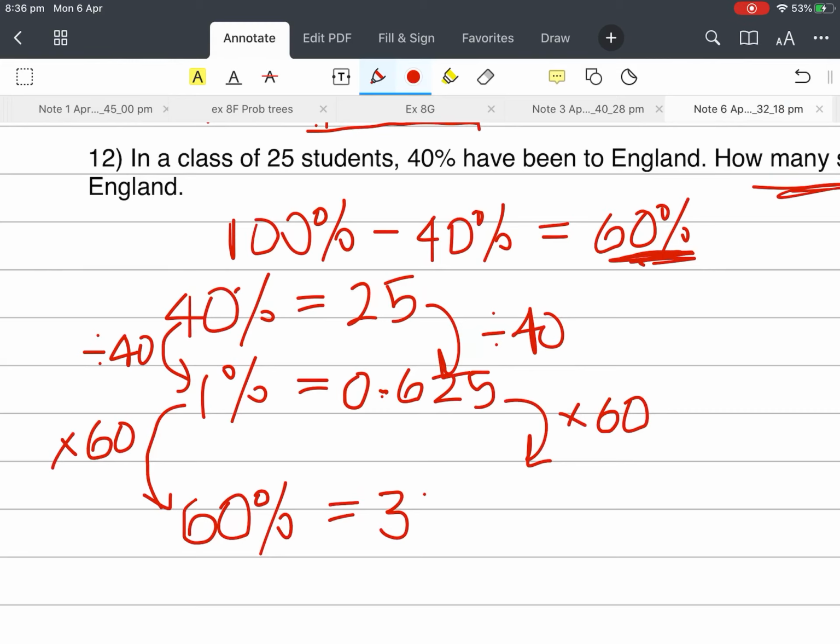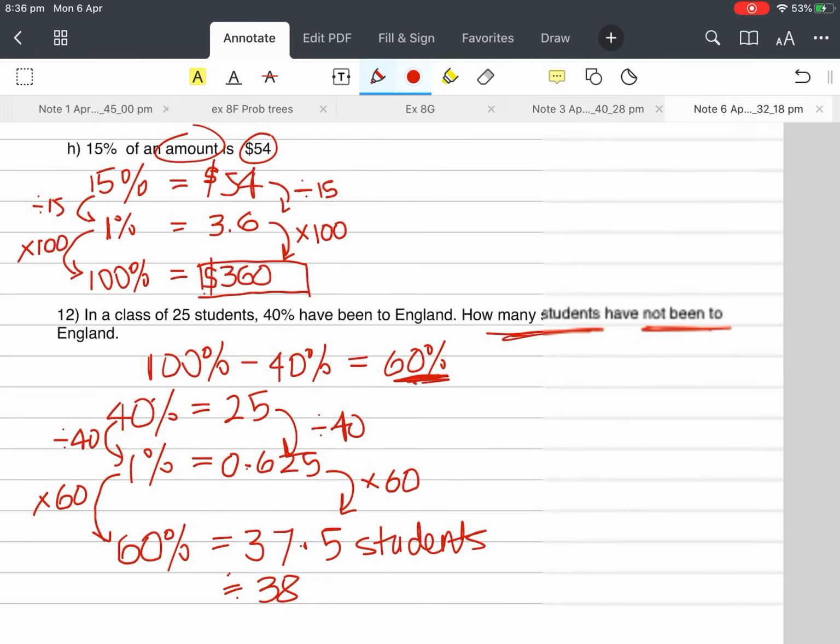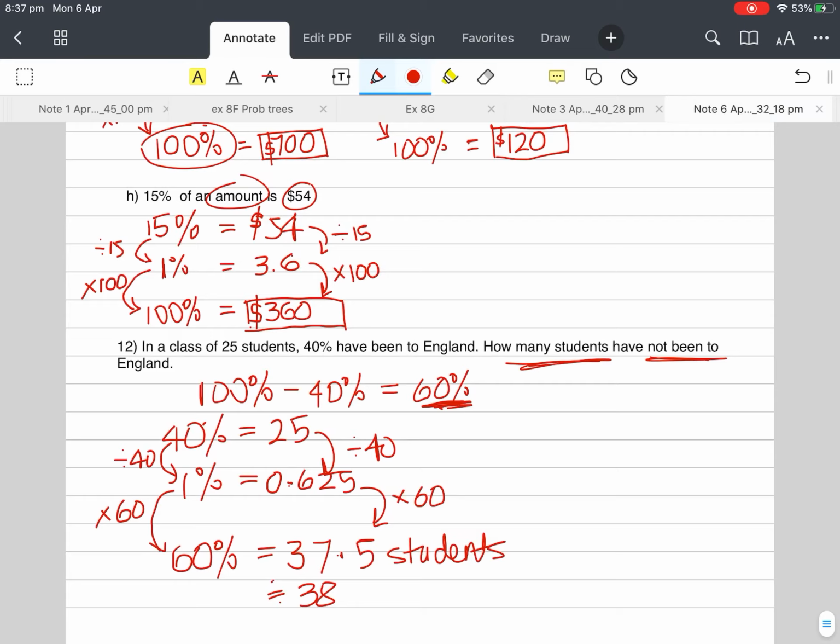37 when my pen wants to work, 0.5. Now I can't have half a student, can I? So when we have 37.5, we tend to round it up to 38. Okay, so there's your answer for that one.